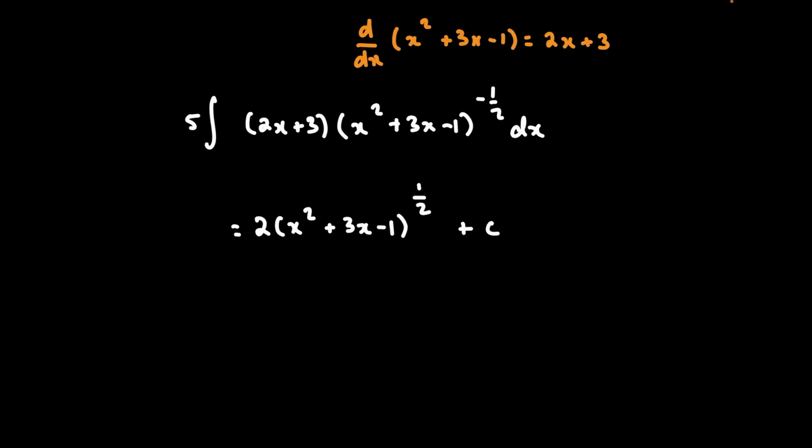Plus c. Okay, but we have to recognize that we have forgotten the times by 5, so we must times the whole equation by 5. And 2 times 5 is simply just 10. And that is how you integrate this question here.